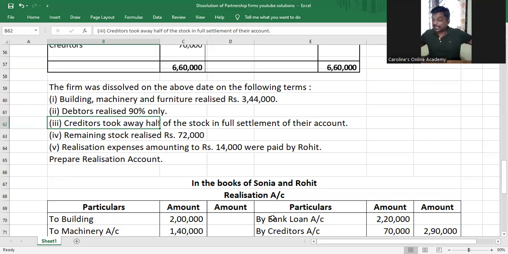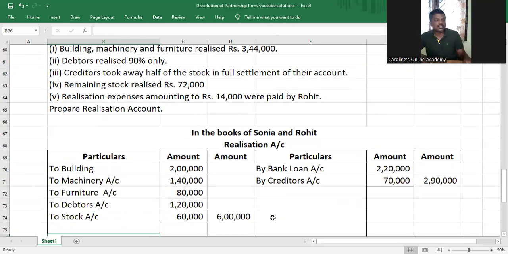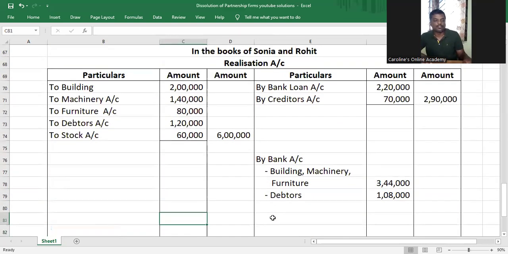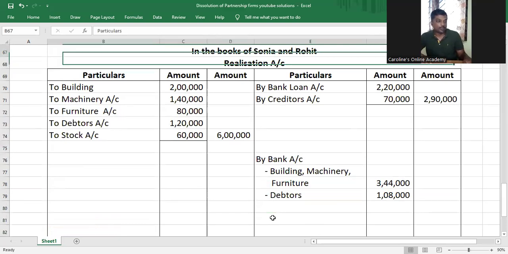So when a liability takes over an asset, creditor taking over half of the stock or full of the stock or quarter of the stock, whatever, creditor taking over the stock in full settlement, then there is no entry. Understood or not, my dear children? So creditors took away half the stock in full settlement, and therefore there will be no entry for that.